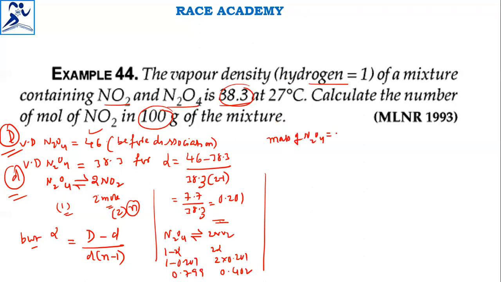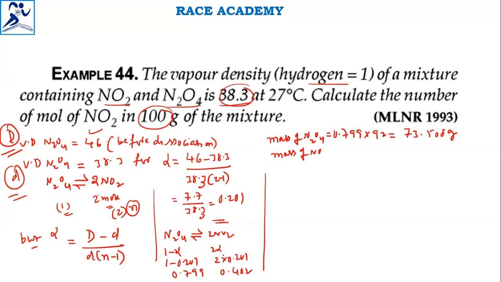What is the mass of N2O4? Number of moles is 0.799 into its molar mass, 92. So when you multiply this, you will get 73.508 grams. In the same way, you can also find the mass of NO2 in the mixture.